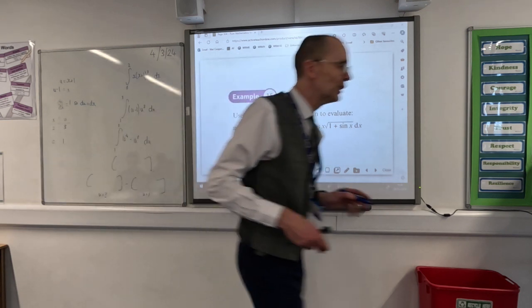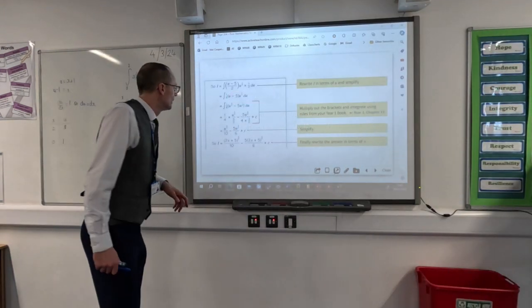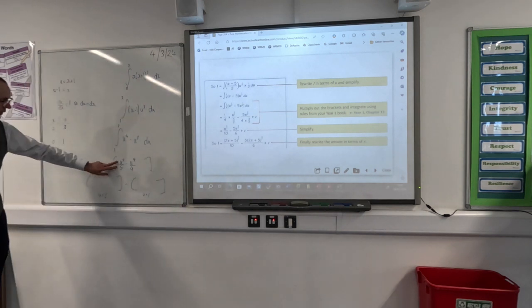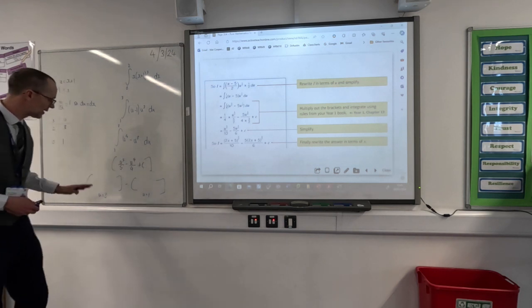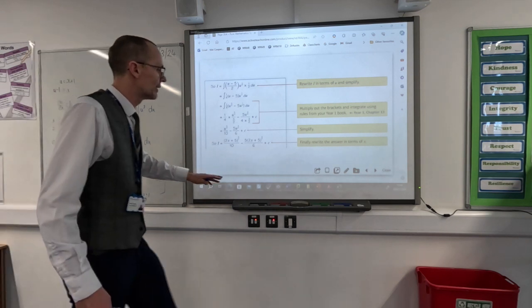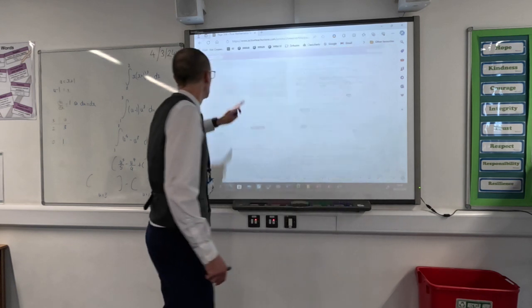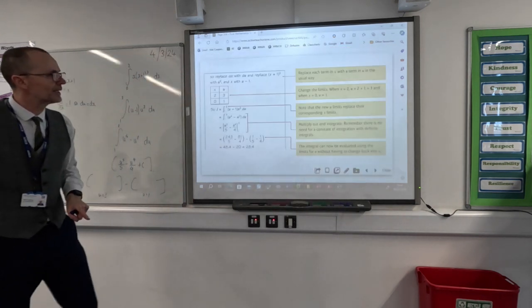Then you might want to turn your attention to the second one. Go on, have a go. So we end up with u to the 5 over 5 minus u to the 4 over 4 plus c. Substitute our values in and, no, hang on, I'm looking at completely the wrong example there. There we go. So you end up with that.